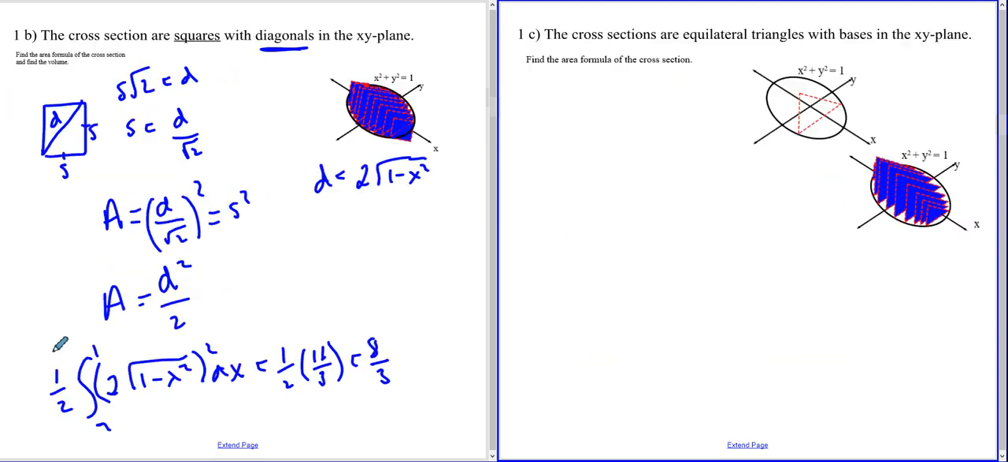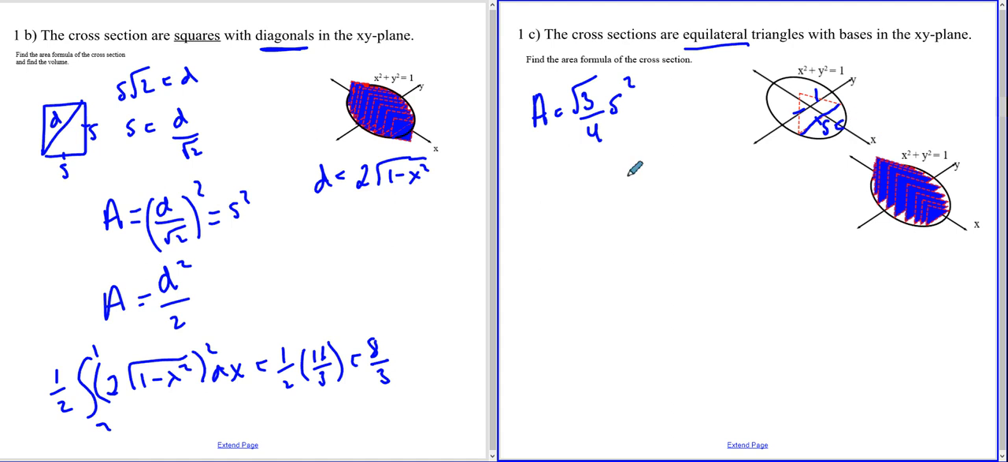Let's go one more. Let's say our cross sections are not diagonal squares, but let's say they are equilateral triangles. Now, if you don't know the equation of how to find the area of an equilateral triangle, let's say we have our side right there. The area of the equilateral triangle is the square root of 3 divided by 4, and then we're going to have s squared. Well, same drawing, except different equation.